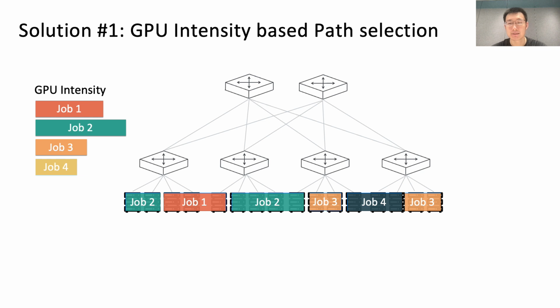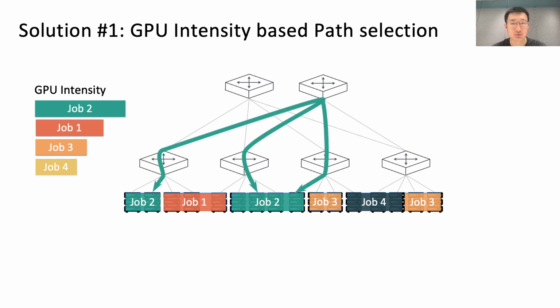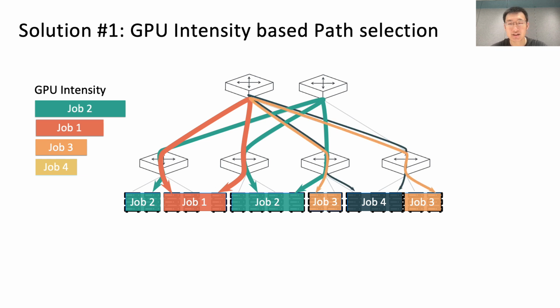Here's our solution. Suppose there are 4 deep learning training jobs running in a GPU cluster. We first sort the jobs by their GPU intensity. Then we choose the most uncongested path for each job one by one, from the highest GPU intensity one to the lowest. Now, we select an idle path for job 2, and then select a different path for job 1 and job 3. As for job 4, there are no more idle links, but we can still select the most uncongested path for it.